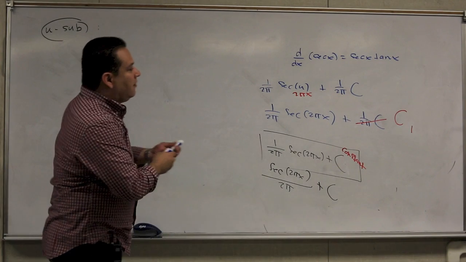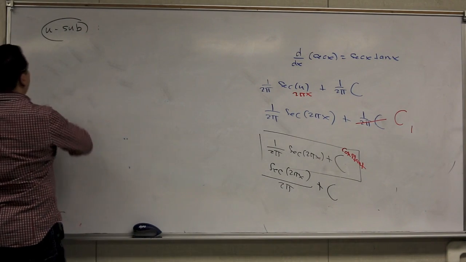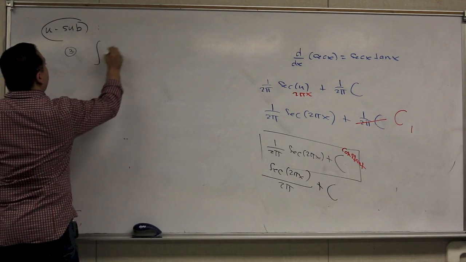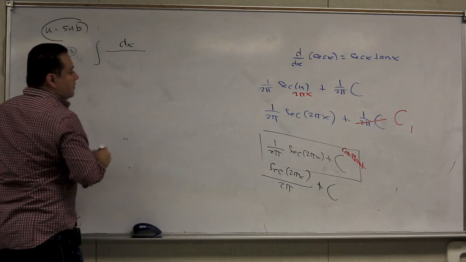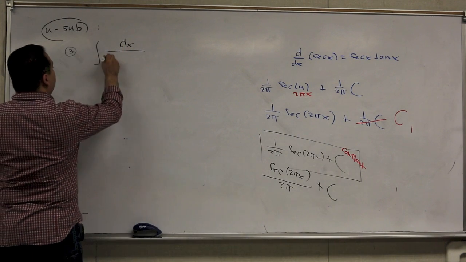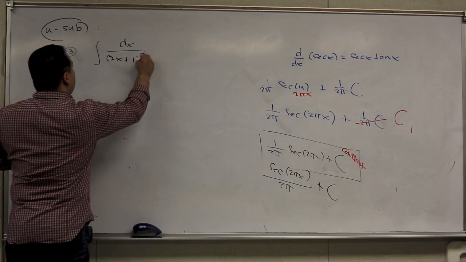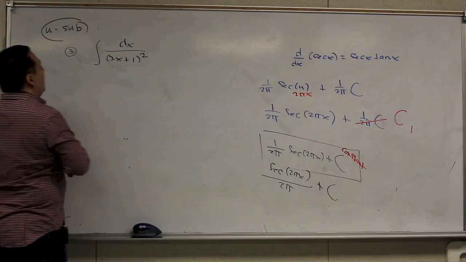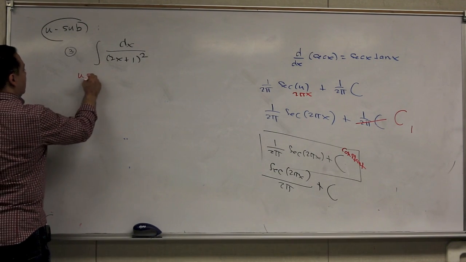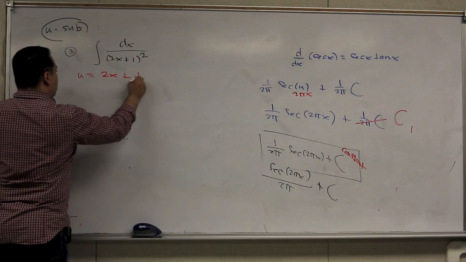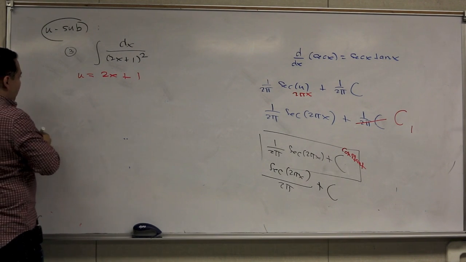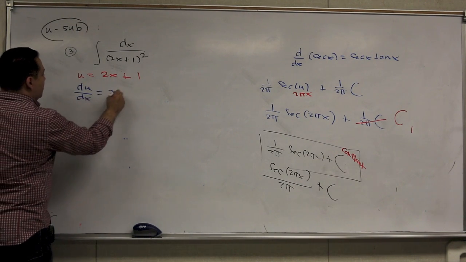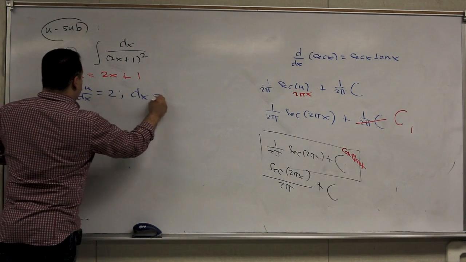Let's try number 3. Not so bad. Let's see number 3. What do we have there? We're going to integrate dx over 2x plus 1 squared. That looks familiar. Did we do that yesterday? Looks a little familiar. Anyway, what do you think u is going to be? 2x plus 1? Okay. If that's the case, what's du? Meaning du dx is 2, so what do you solve for? dx. What is dx?